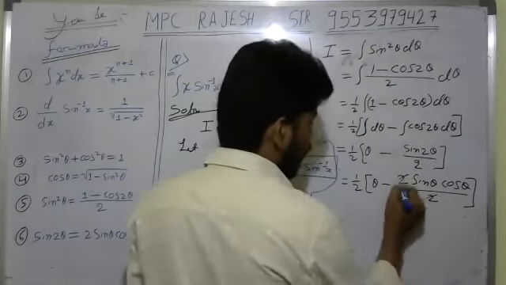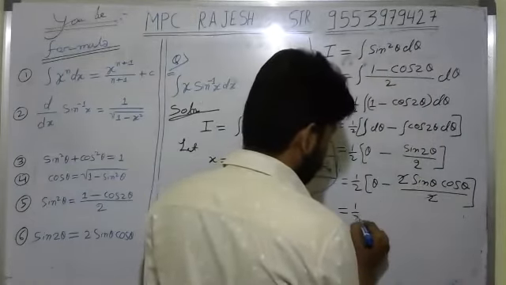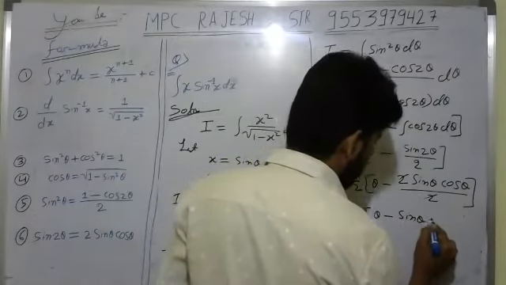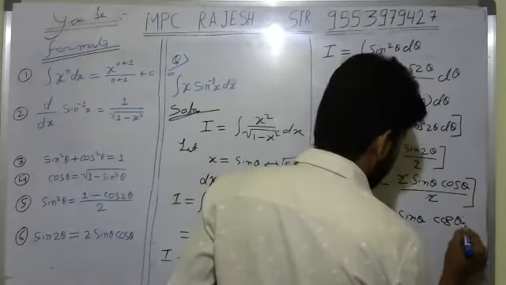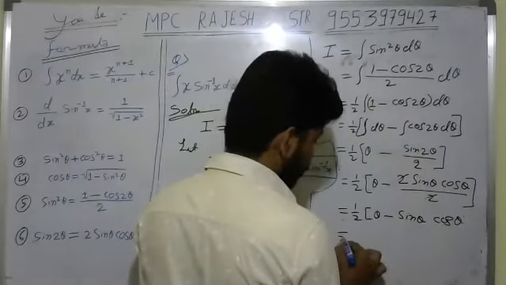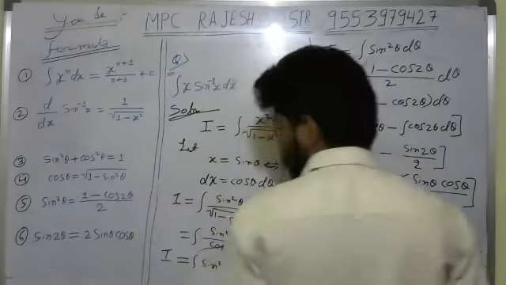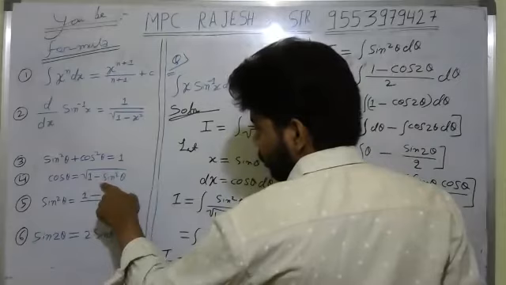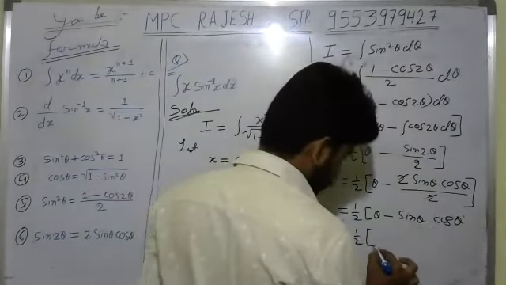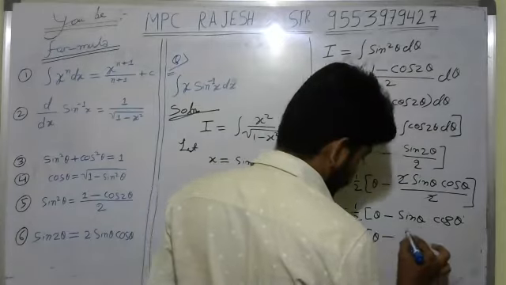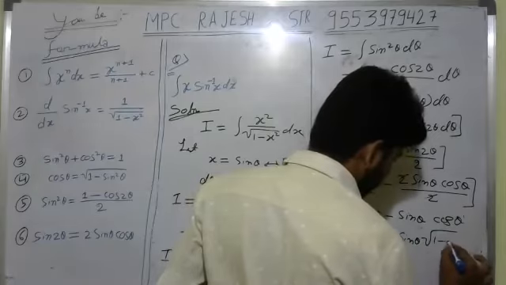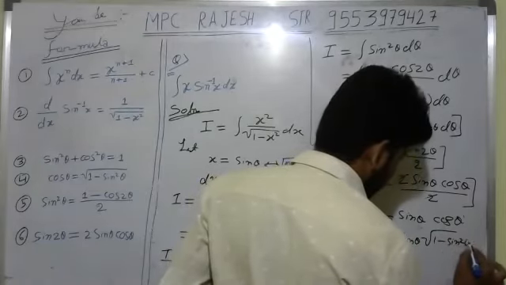Look at here, 2 cancel. Theta minus sin theta into cos theta. So this cos theta we can convert to the sine format because we took x is equal to sine only. Cos convert to sine. So 1 minus sine square theta we are writing. We are going to write theta minus sine theta into 1 minus sine square theta.